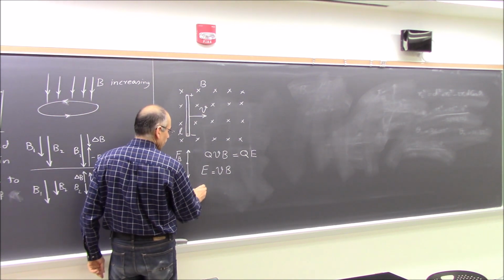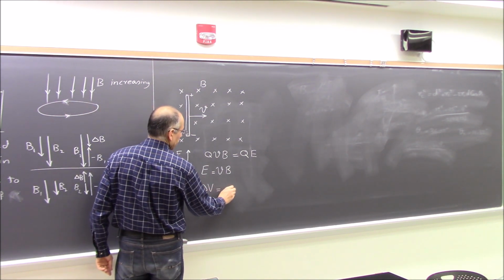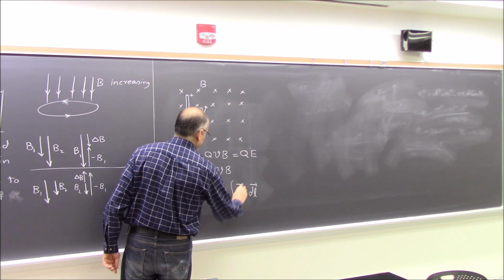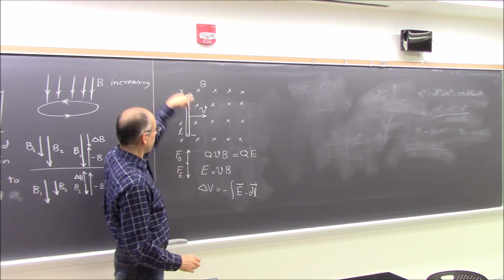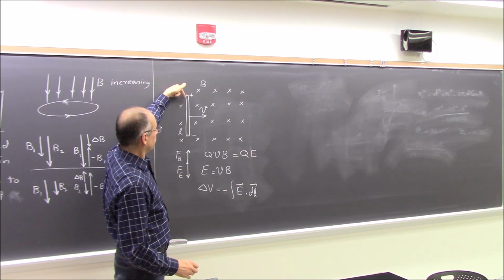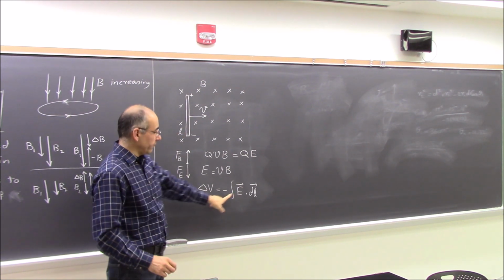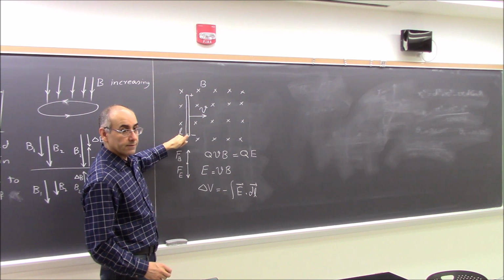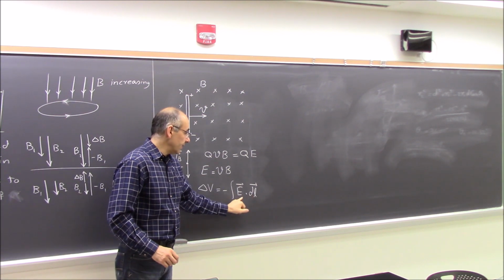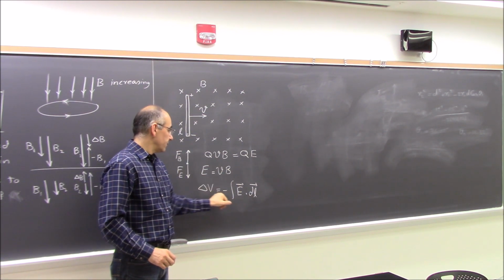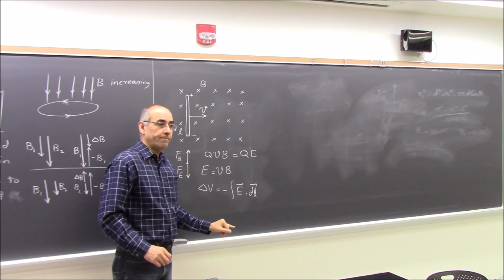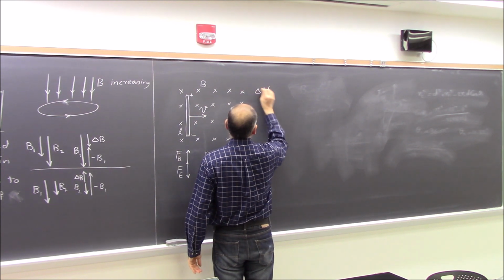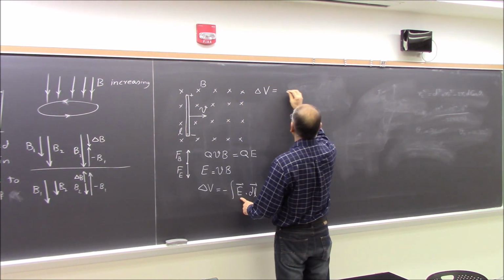Delta V was negative integral of E dot dL, right? And then if E is downward, that means if you go downward, you go to lower potential. This becomes a little bit higher potential than this, and delta V will be E dot L. And E is uniform, so it comes out, and delta V becomes E times L. So there will be a voltage, delta V, equal to E times L.